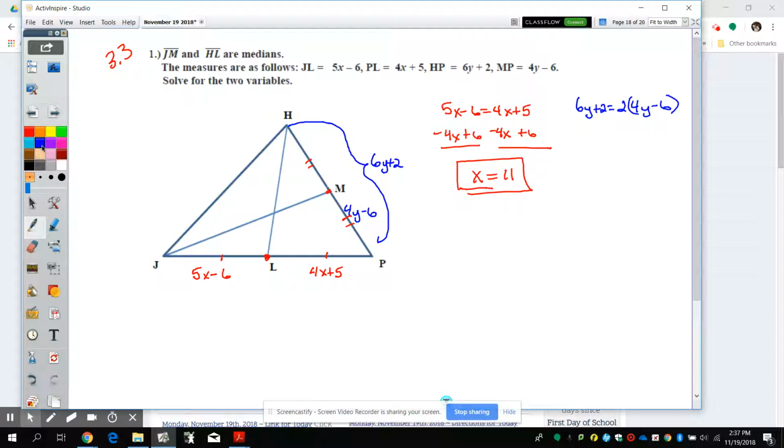And then we'll switch back to blue here, so we can do this one. I would need to start by distributing this 2. And so I get 6y plus 2 equals 8y minus 12. And so then I can go ahead and continue solving this. So I'm going to subtract 6y from both sides. And while I'm at it, I'm going to add this 12.